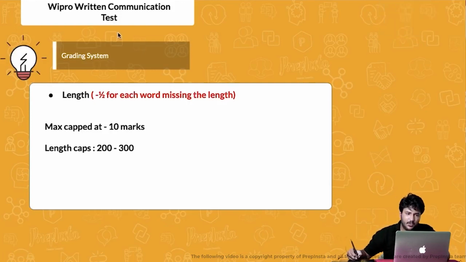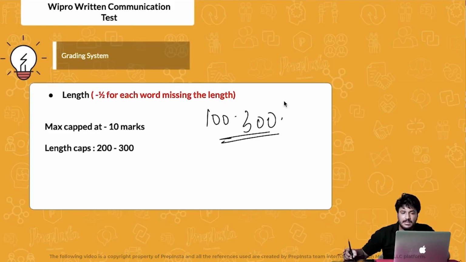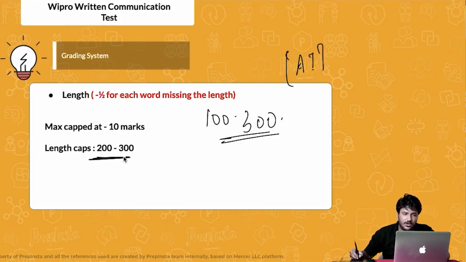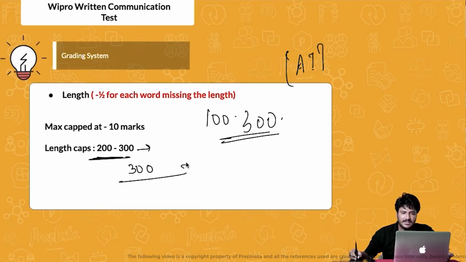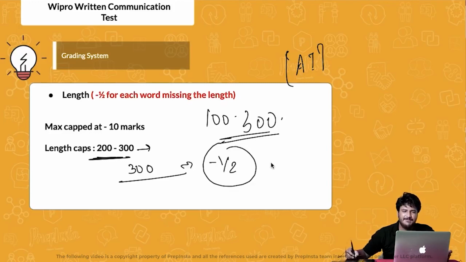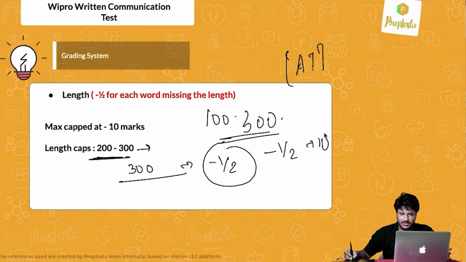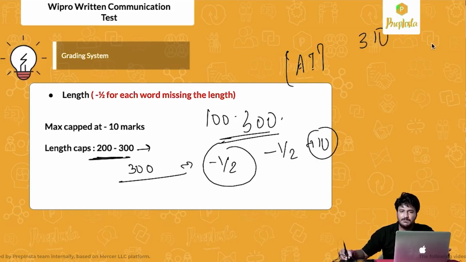Then this is the most important and very basic thing. The length cap, however, Wipro says is 100 to 300, right? But there is no marks for length, though there is a penalty for length, okay? Which is basically if you exceed more than 300, there is a minus 1 by 2 marking, I guess. We do not know the exact bifurcation, but maybe minus 1 by 2 marking per extra 10 words. So if you write 310 words, minus 1 by 2.